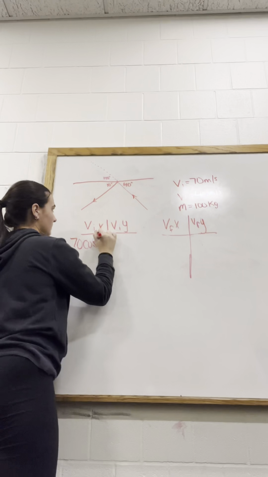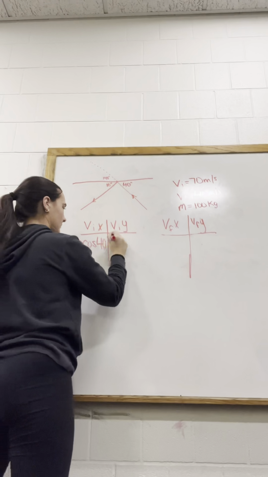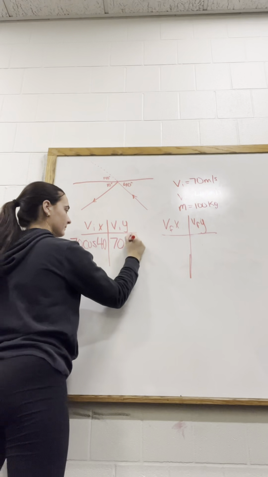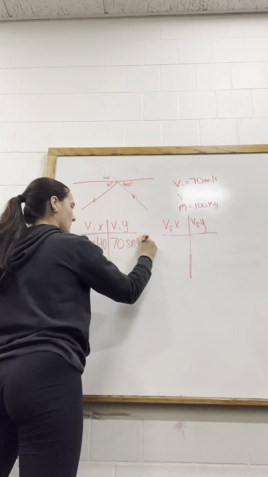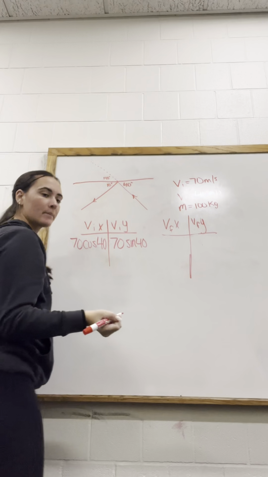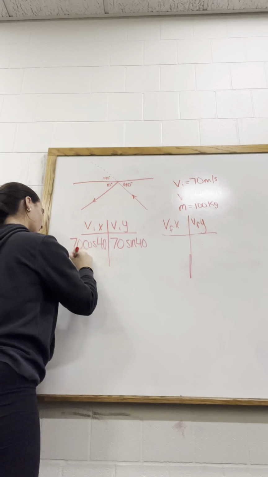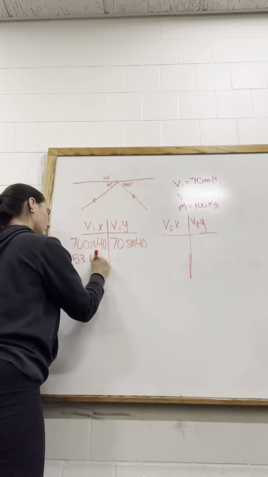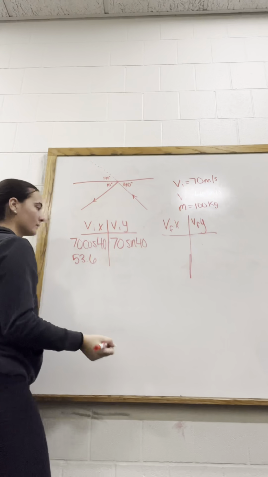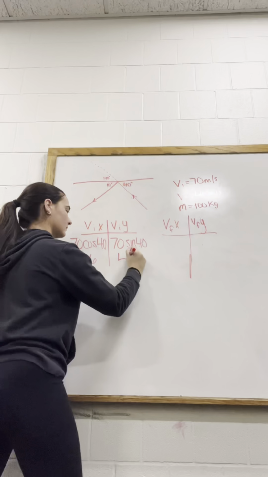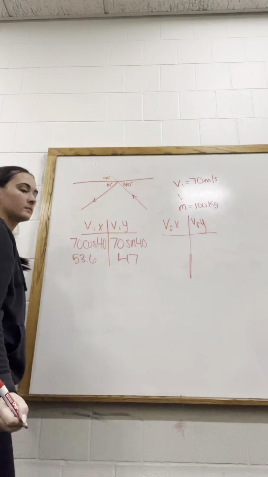First, we have to find the initial velocity in the x direction. We do this by doing 70 cosine 40. To find the y, we do 70 sine 40. After calculating this, we found that the v_ix is 53.6 and the initial velocity of y is 47.